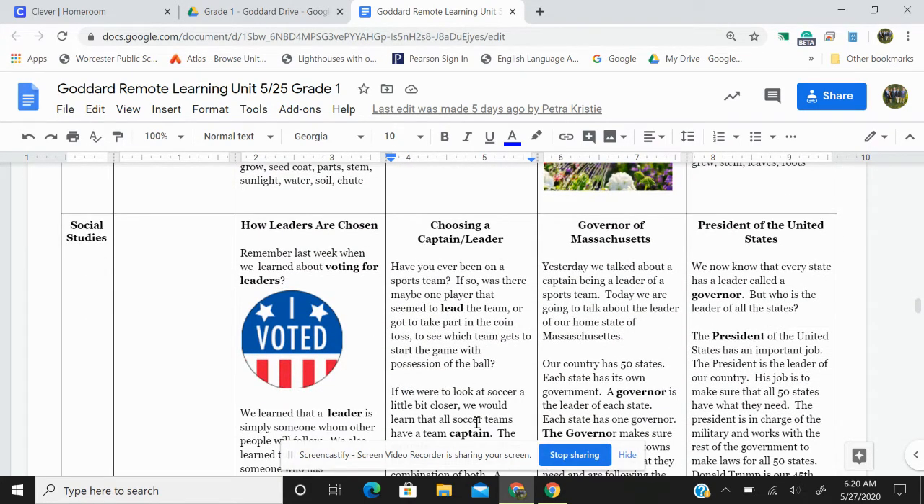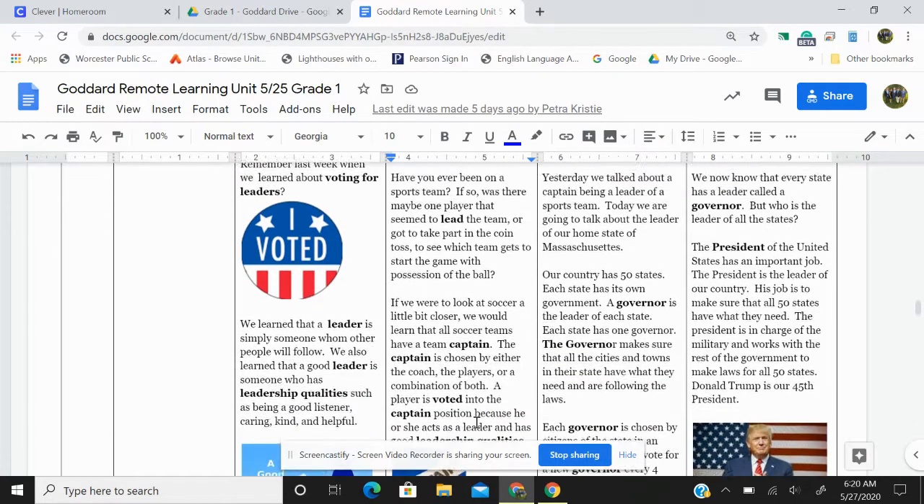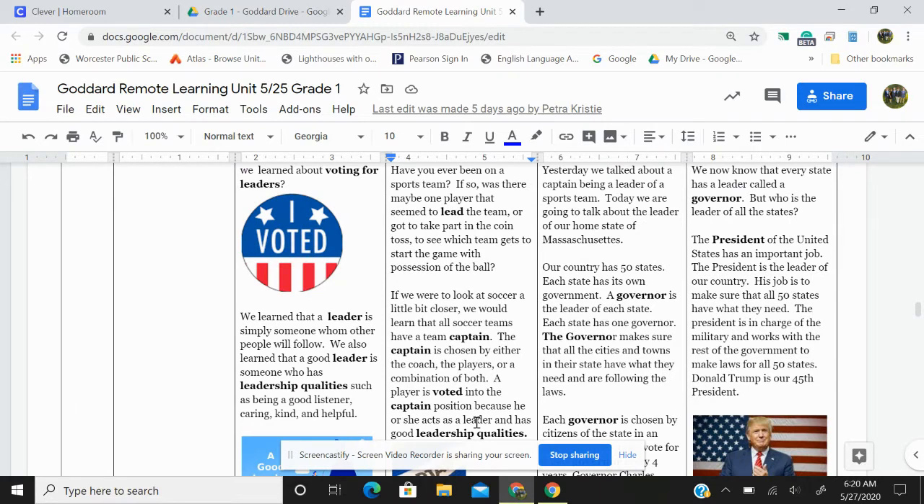On to social studies, choosing a captain or leader. Have you ever been on a sports team? If so, was there maybe one player that seemed to lead the team or got to take part in the coin toss to see which team gets to start the game with the possession of the ball? If we were to look at soccer a little bit closer, we would learn that all soccer teams have a team captain. The captain is chosen by either the coach, the players, or a combination of both.